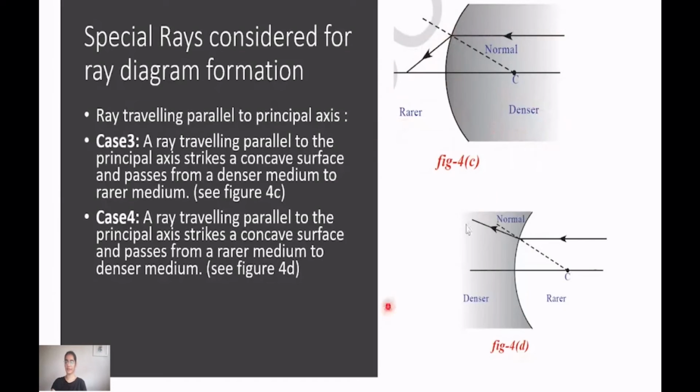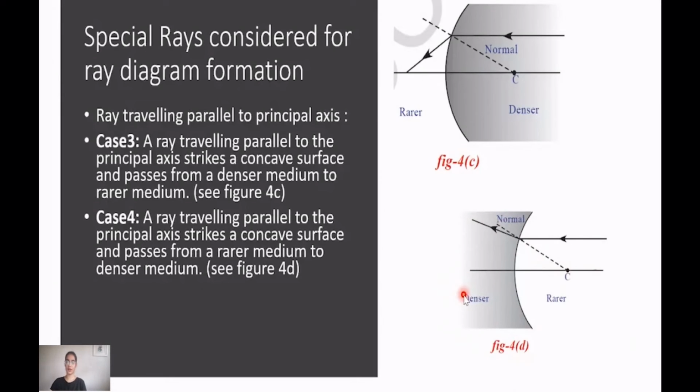Next, you have rarer to denser this time. So you again have this concave surface. You have a ray which is coming parallel to the principal axis. You have the normal drawn. Since you have the normal drawn, you can easily draw the ray, which will now bend towards the normal, since it is traveling from a rarer medium to a denser medium.